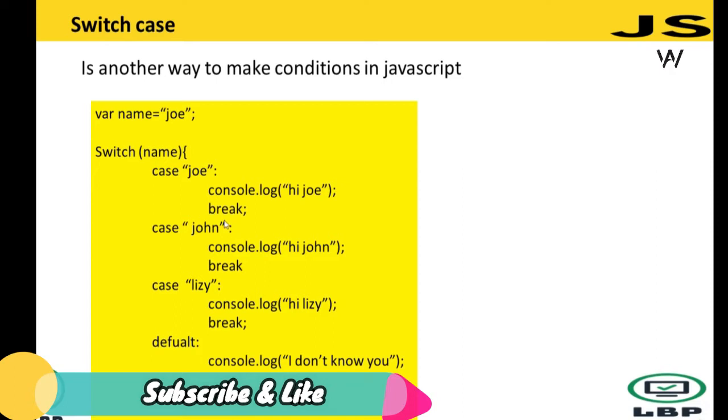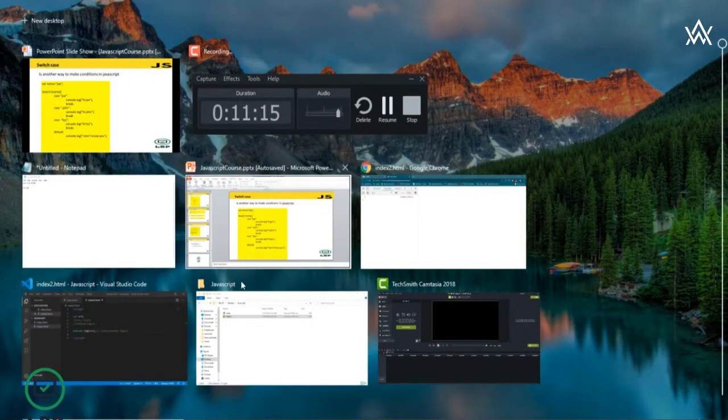We will see this word again after we jump into the loops in JavaScript. And this default is just like else, meaning if these three conditions aren't realized, I want you to run this code. Meaning console log I don't know you. Let's jump into the code and we will make this example.